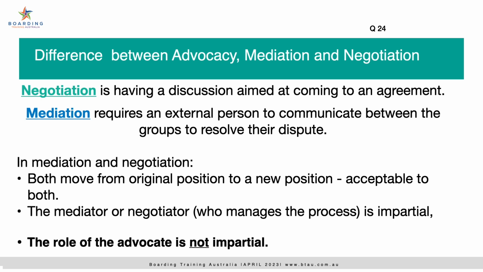So in mediation and negotiation, the people both move from their original positions to a new position acceptable to both of them. The mediator or the negotiator is impartial, but the role of the advocate is not impartial. The advocate is not asking for the student to move to a new position. They are asking for something for the student, and it's different to negotiation and mediation.